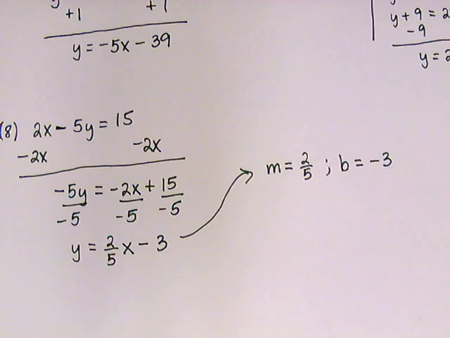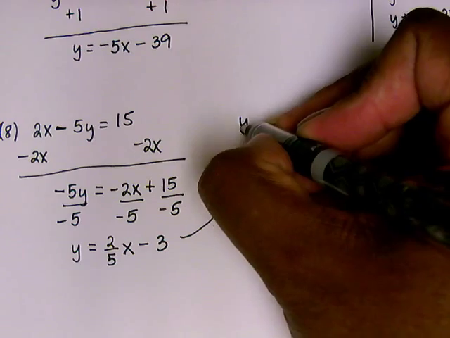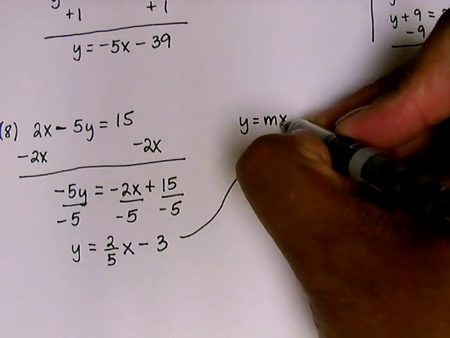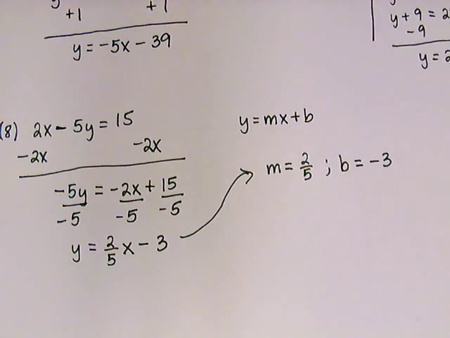You have to remember that slope-intercept form is always y is equal to mx plus b. And this equation is in slope-intercept form. That way you can easily identify the slope and the y-intercept.